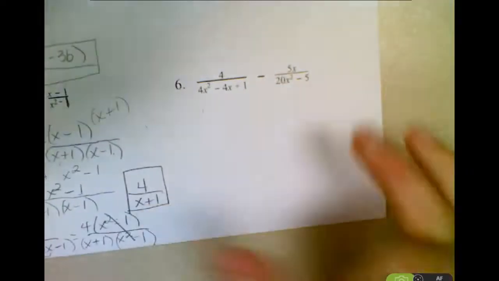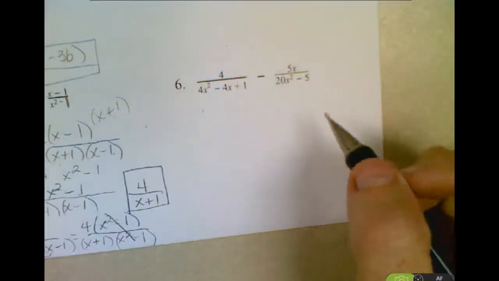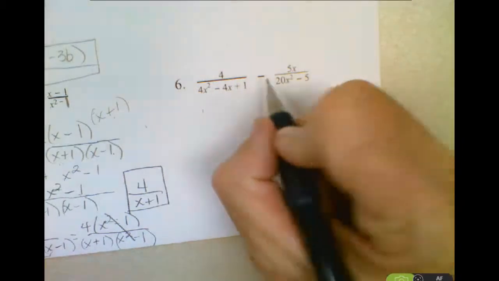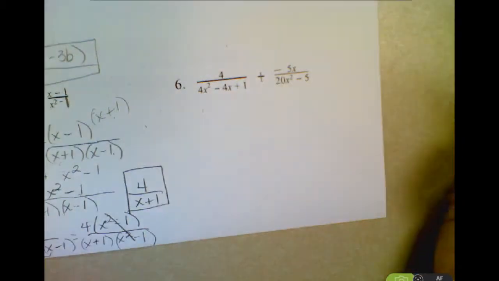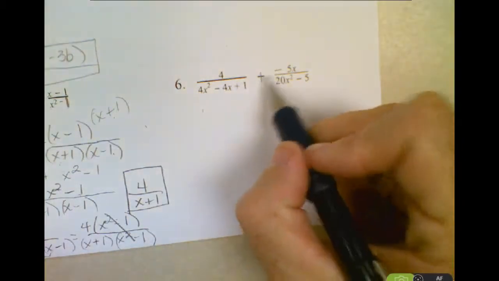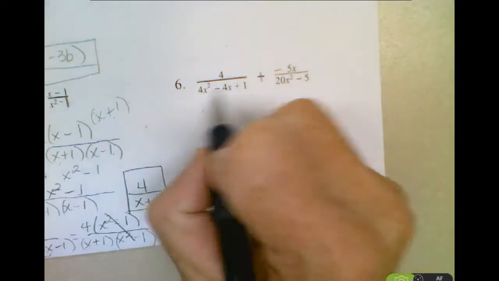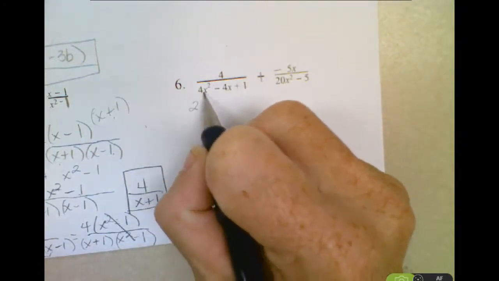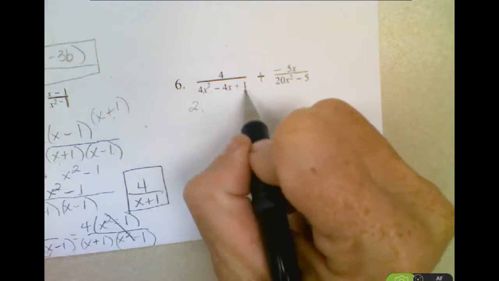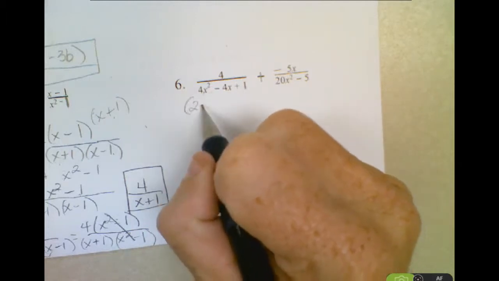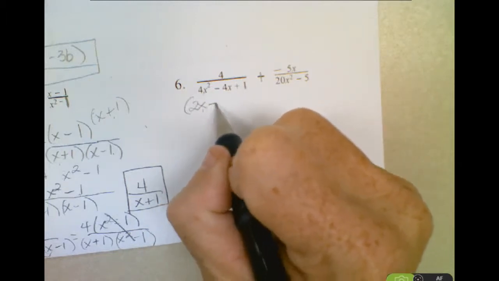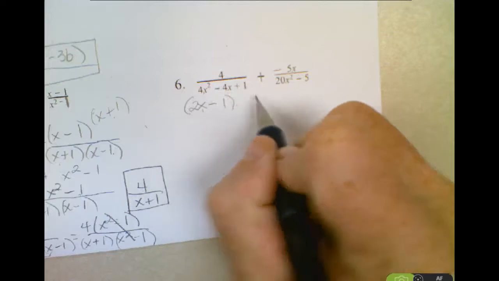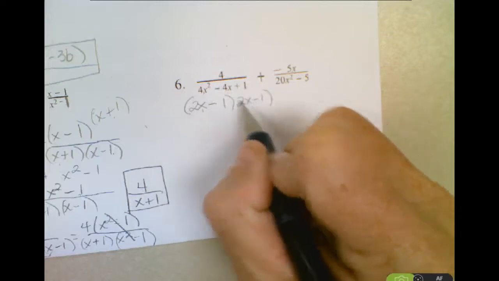Last one is the same idea. Factor them first. Figure out what factors you're missing. Multiply the opposite by that. Again, because it's subtraction, I change it to adding a negative. So let's factor the bottom. This is a special case trinomial. So this 4x squared is a perfect square. 1 is a perfect square. So you get 2x. Our signs are negative, minus 1, and 2x minus 1.